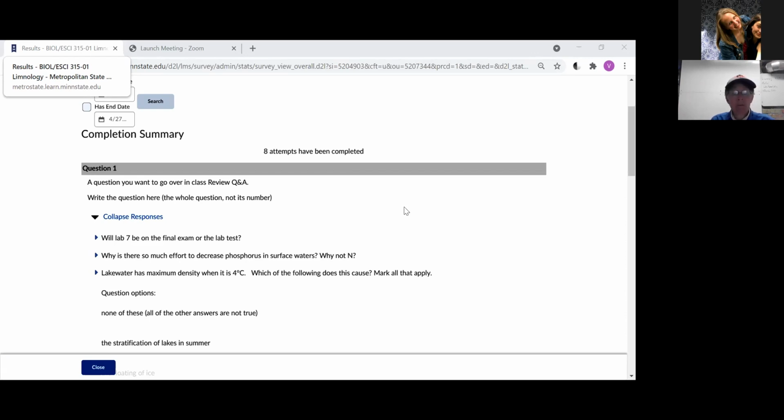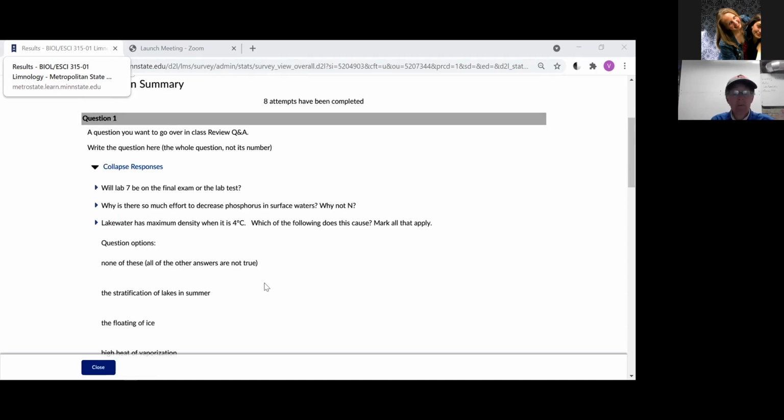Water has a maximum density at 4 degrees. Which of the following does this cause? None of these. None of them. The 4-degree maximum doesn't cause stratification. The ocean is seawater, and seawater doesn't have a 4-degree maximum. It stratifies. Ice floats. Yeah, that has nothing to do with the 4 degrees.